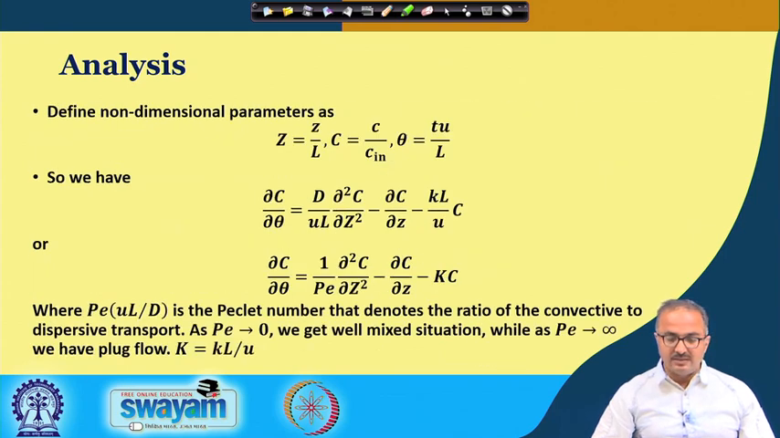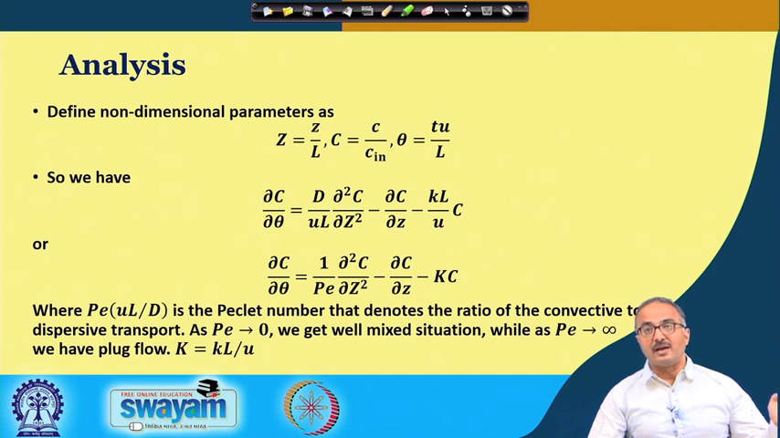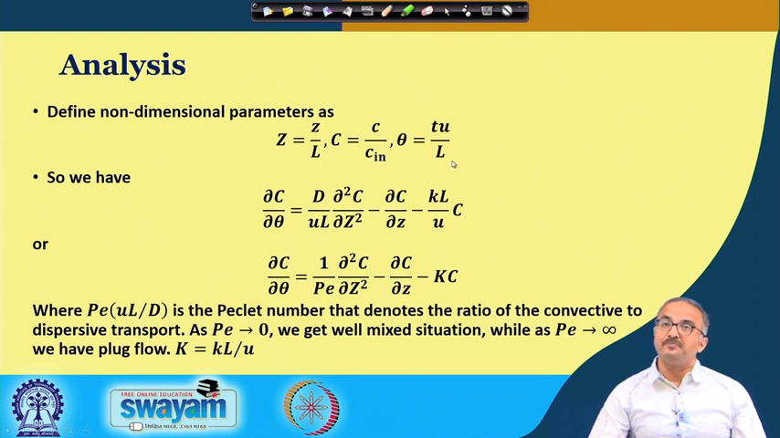Now, once we have done this, we define some non-dimensional variables. Here, capital Z is the non-dimensional axial position, which we put as z by L, and C is the non-dimensional concentration, C by C in, as I explained earlier. Then I have to define a non-dimensional time, which is nothing but the actual time divided by the time it takes for traversing this length L with a speed u. So, that is L by u, you can see it is a time unit.